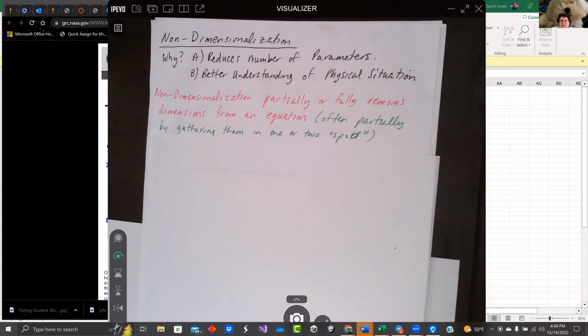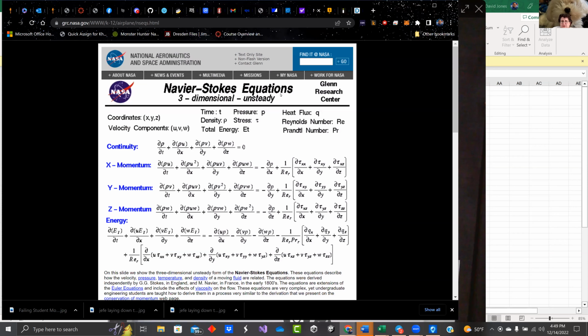This is on non-dimensionalization. It is not in the calculus textbooks. It's something interesting from fluid dynamics. I studied it in grad school, and it's upper end. And I've shown you equations before, for example, the Navier-Stokes equations. I've shown this from NASA in class before.